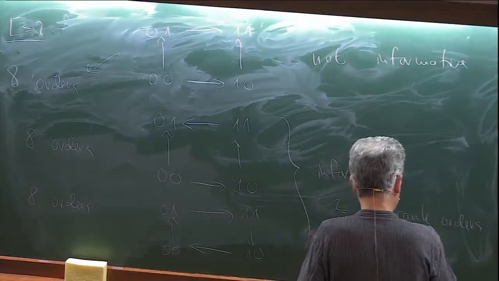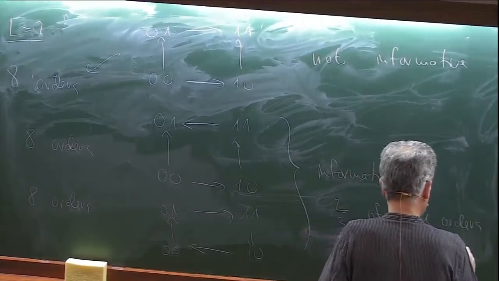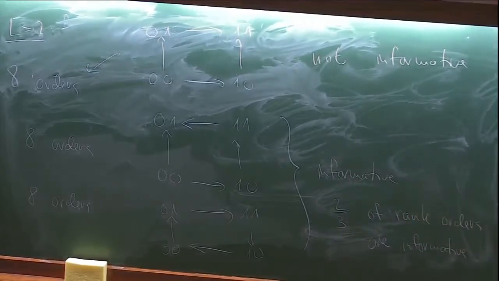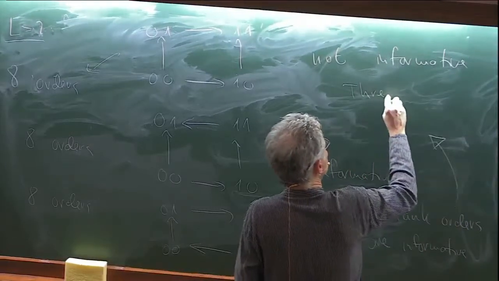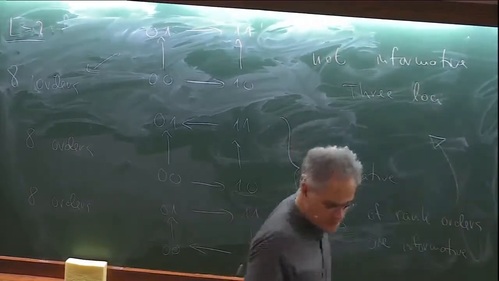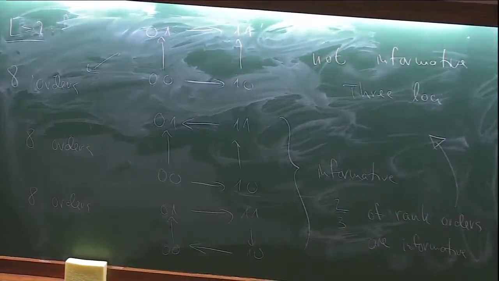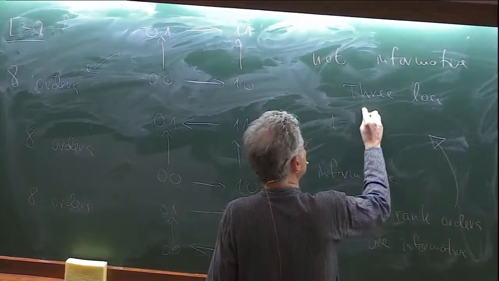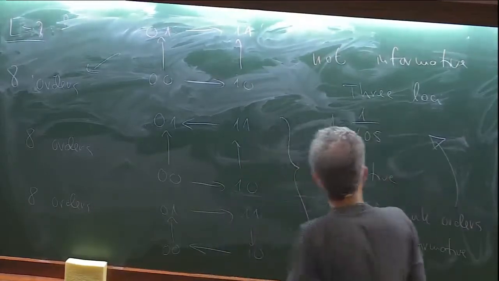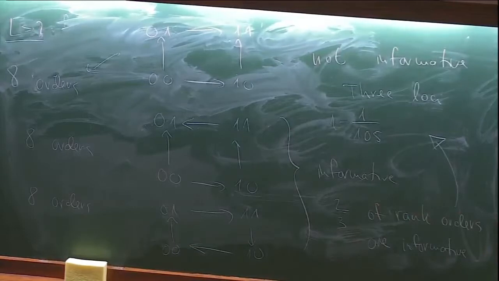They are informative. And now you can ask, what happens to this if you go to larger sequence length? It turns out, for example, for 3 loci, the corresponding number is already very close to 1. For 3 loci, the combinatorics become more cumbersome, but you can work it out. And so for 3 loci, the fraction of rank orders that are not informative is only 1 by 105.